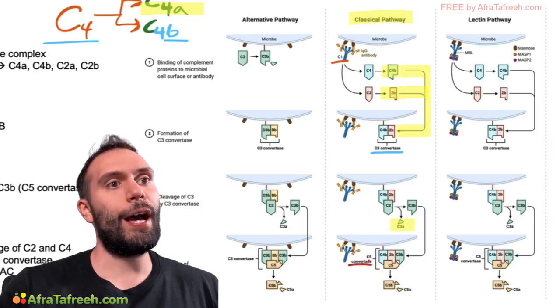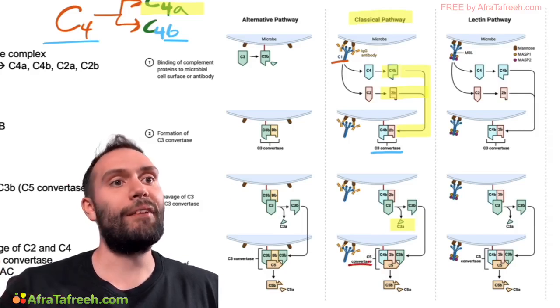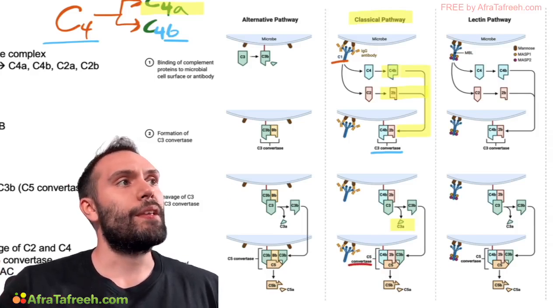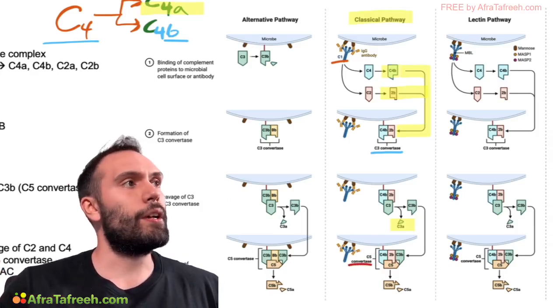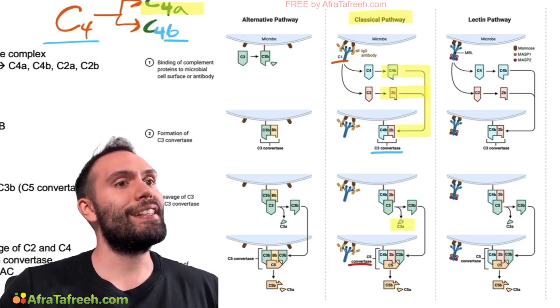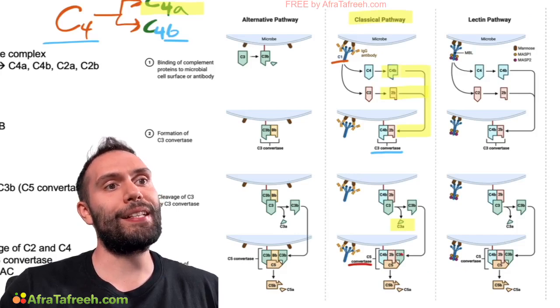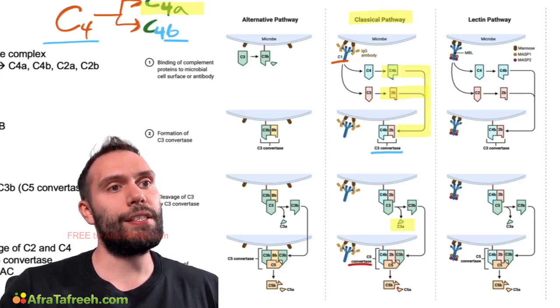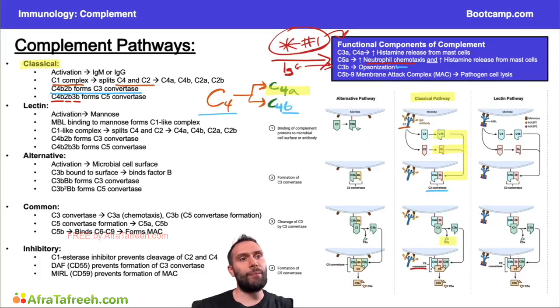Now the C5 convertase, like it says, is going to convert C5. Again, this is formed from C4b, C2b, and C3b. So this is kind of where it gets confusing. But again, it's telling you what it does. It's going to cleave C5. Once we finally get to this step where we form this C5 convertase, we're able to cleave C5, and again we get our two components.